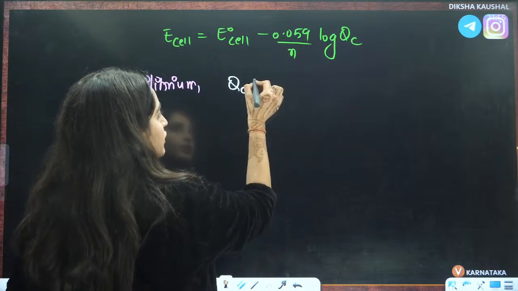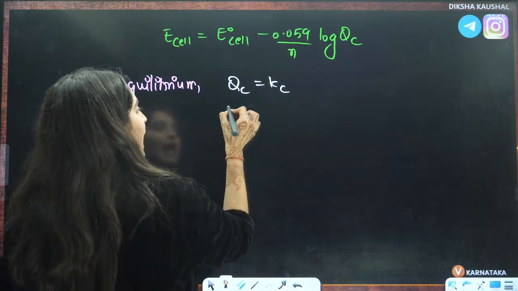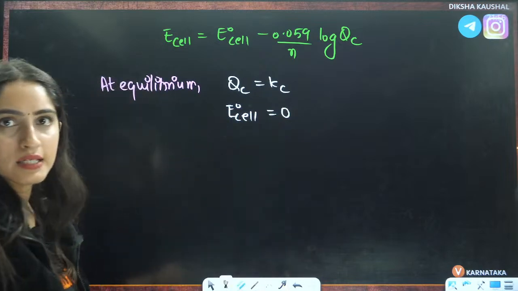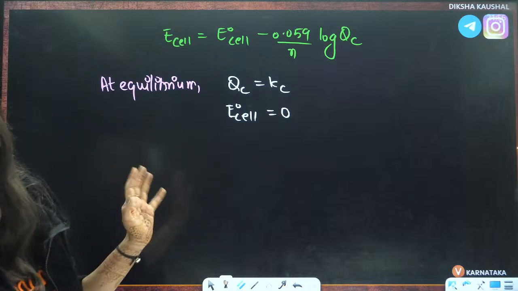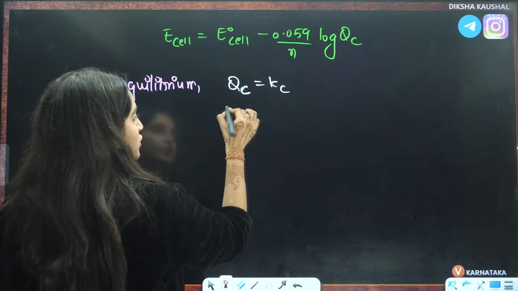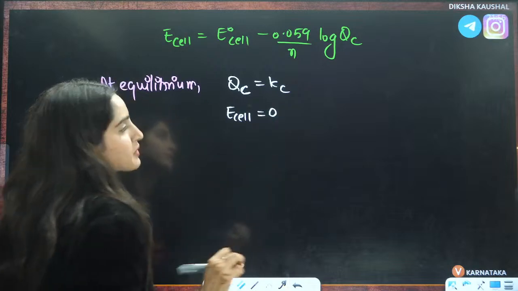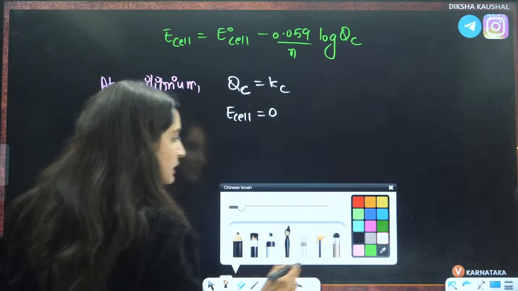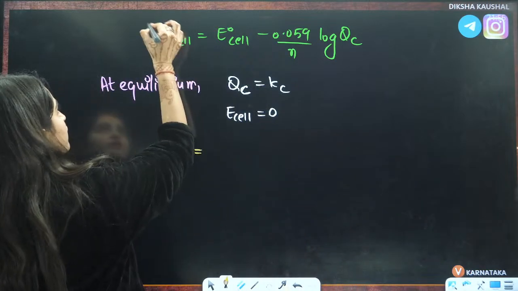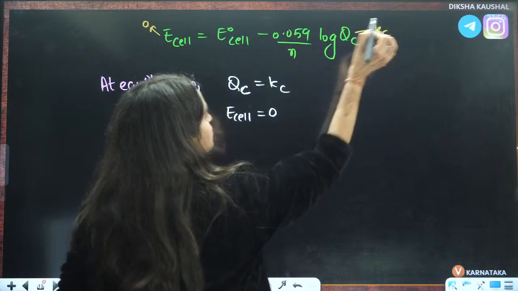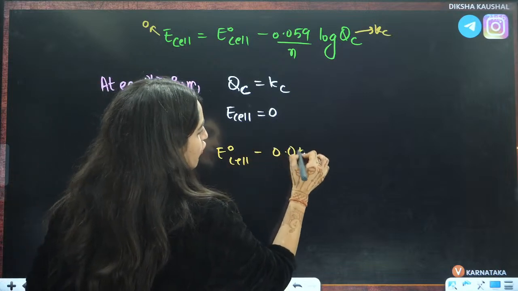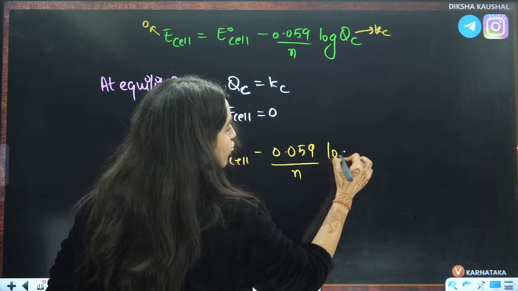So we can write it here, QC is equal to KC. Now, at equilibrium, E cell is also equal to 0. Put the value 0 here. This is KC. So the answer will be 0 equals E naught cell minus 0.059 divided by N log of KC.